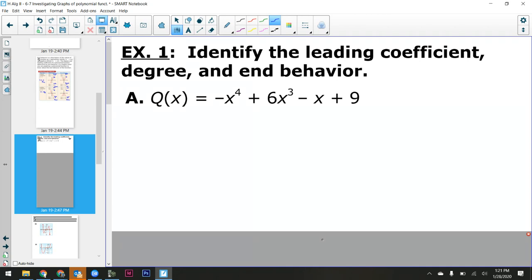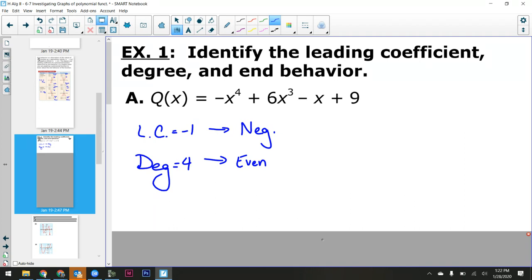Max, what is my leading coefficient? -1. My leading coefficient is -1. Do I care about the fact that it's 1? No, I care about the fact that it is negative. Now, my degree is what? 4. Do I care about the numeric value? No, I only care that it's even.